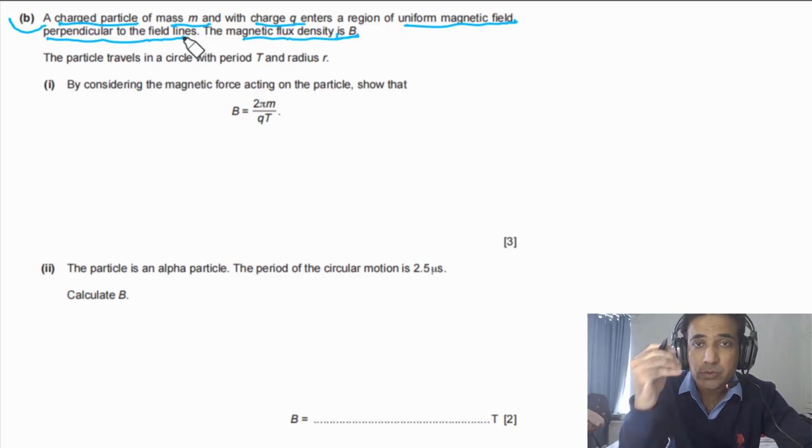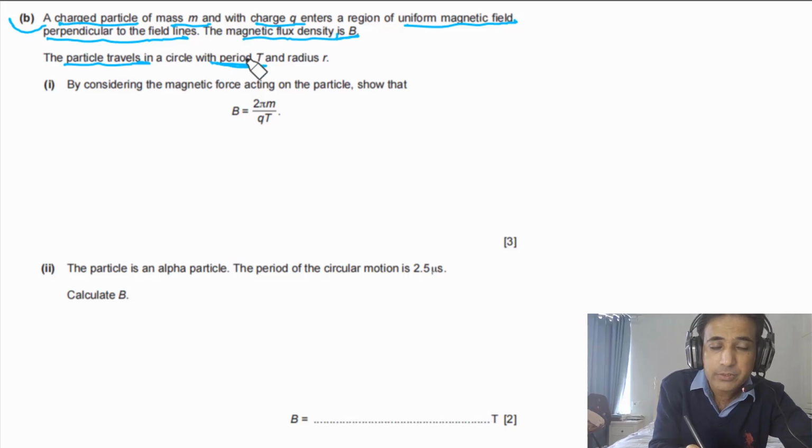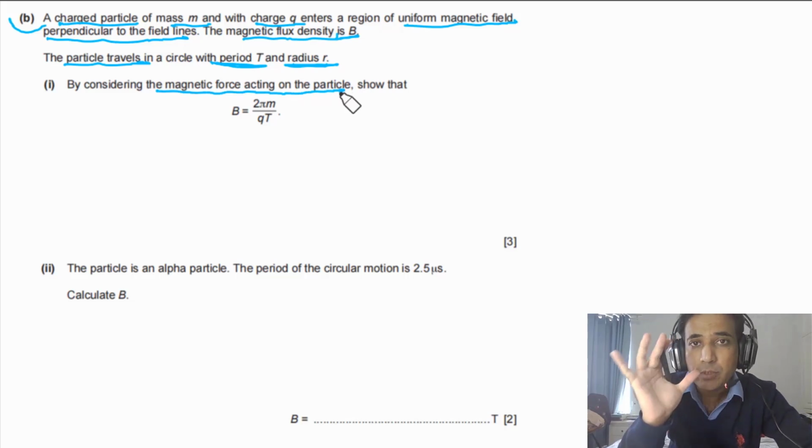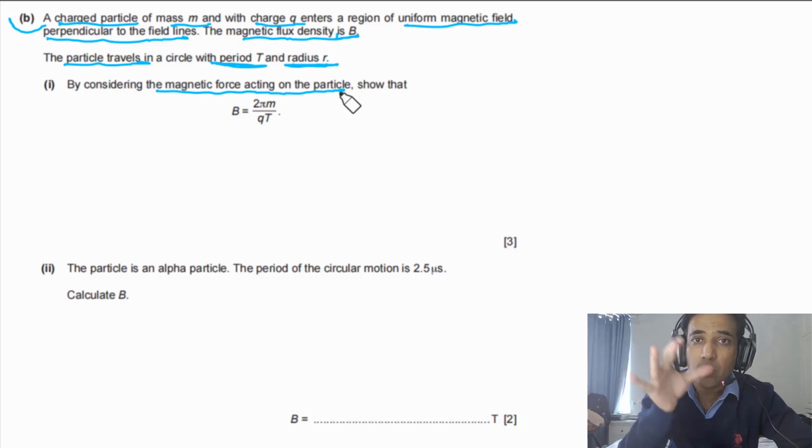When you read the question, you need to understand whether the particle entering the magnetic field is perpendicular to the magnetic field or not. It is also given to us that the particle travels in a circle with period capital T, meaning time period is equal to T, and radius is r, by considering the magnetic force acting on the particle. So this is a kind of hint for you, magnetic force acting on the particle.